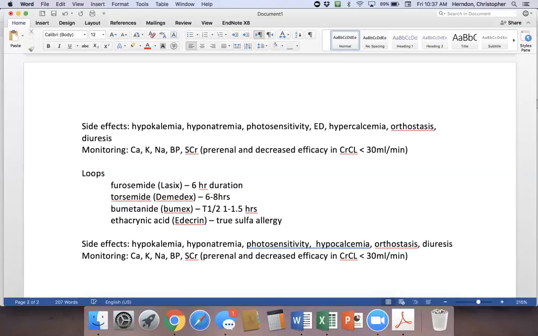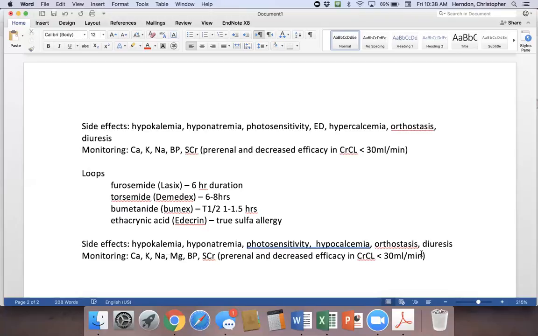All right. Diuresis. Do we expect diuresis with these drugs? Yes. We want to monitor calcium, potassium. What's one we're missing that's important for loop diuretics? Thank you, magnesium. Serum creatinine is probably even more important because we get worried about pre-renal.